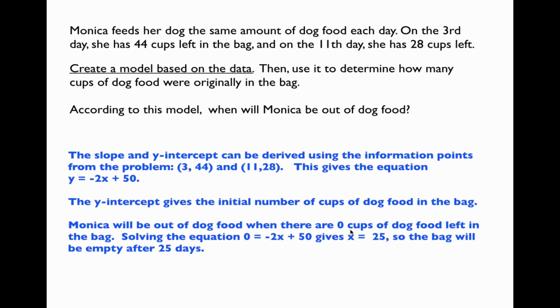So if there are 0 cups of dog food left in the bag, we're going to solve the equation 0 equals negative 2x plus 50. All right, we set the output equal to 0 because we know there's 0 cups in the bag, and we solve for x, and that gives us x equals 25. So the bag will be empty after 25 days. This is an example of how a model can help you answer more complex questions about real-world data that can be modeled using linear functions.